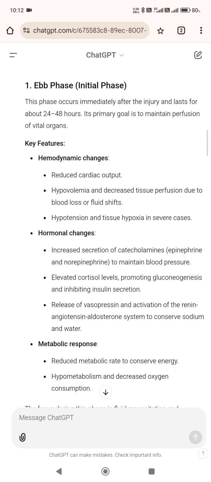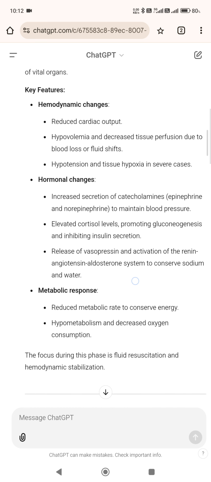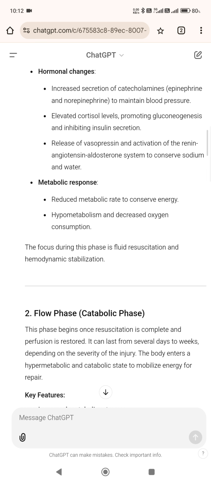Hormonal changes: increased secretion of catecholamines, epinephrine and norepinephrine to maintain blood pressure. Elevated cortisol levels, promoting gluconeogenesis and inhibiting insulin secretion. Release of vasopressin and activation of the renin-angiotensin-aldosterone system to conserve sodium and water. Metabolic response: reduced metabolic rate to conserve energy, hypometabolism, and decreased oxygen consumption. The focus during this phase is fluid resuscitation and hemodynamic stabilization.